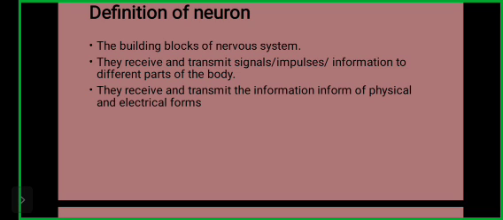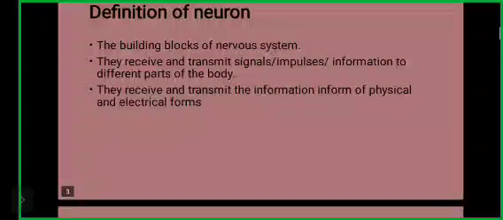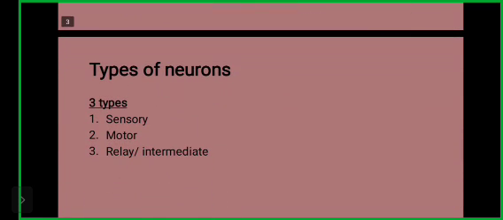So we have two groups, central and peripheral. The central one is where we have the brain and the spinal cord. So in short, its work is to receive and transmit information or signals or impulses to different parts of the body. Okay, I think you are just checking the required information.